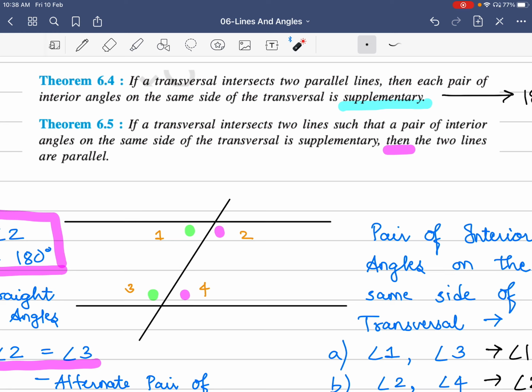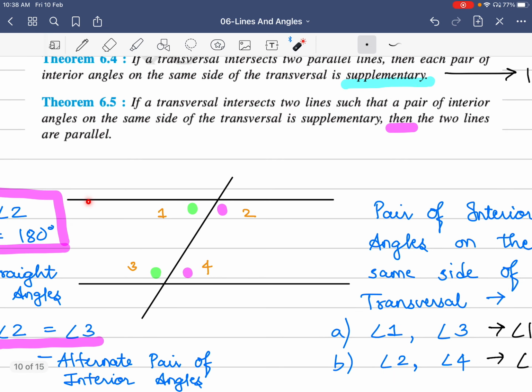So these two lines will be parallel to each other if this is supplementary. Again, this is the third condition that we have seen to prove that the lines are parallel to each other. The previous one was, if the alternate interior angles are equal to each other, then also the two lines are parallel. And the first one was, if the corresponding angles are equal to each other, then also the two lines are parallel. So these are three very important conditions to prove that two lines are parallel to each other, which we'll be using in our exercises.